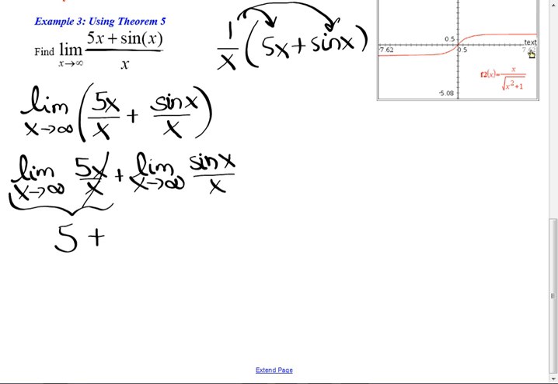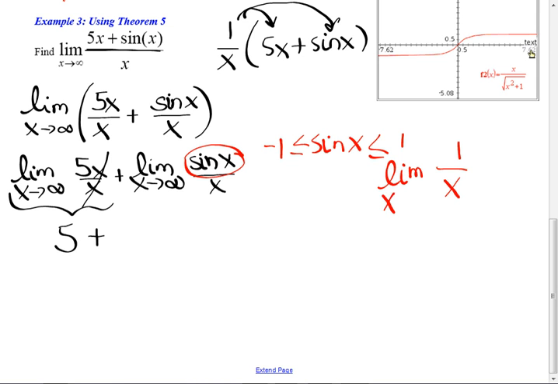Plus, now be careful with this one. The sine of x is between 1 and negative 1. The biggest it's ever going to be is 1. So it's 1 divided by x. It's smaller than that. It's trapped. Actually, it's called the sandwich theorem. What is that going to?